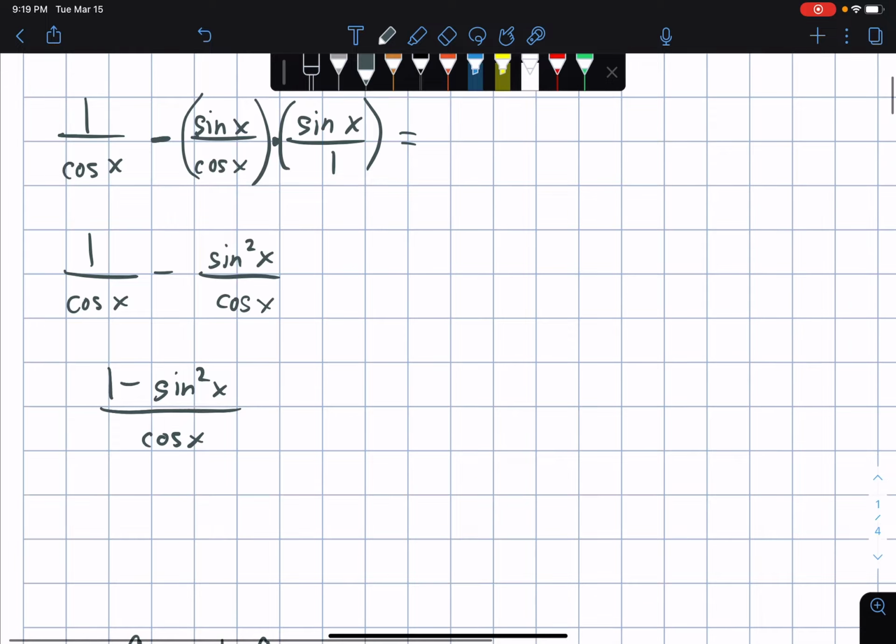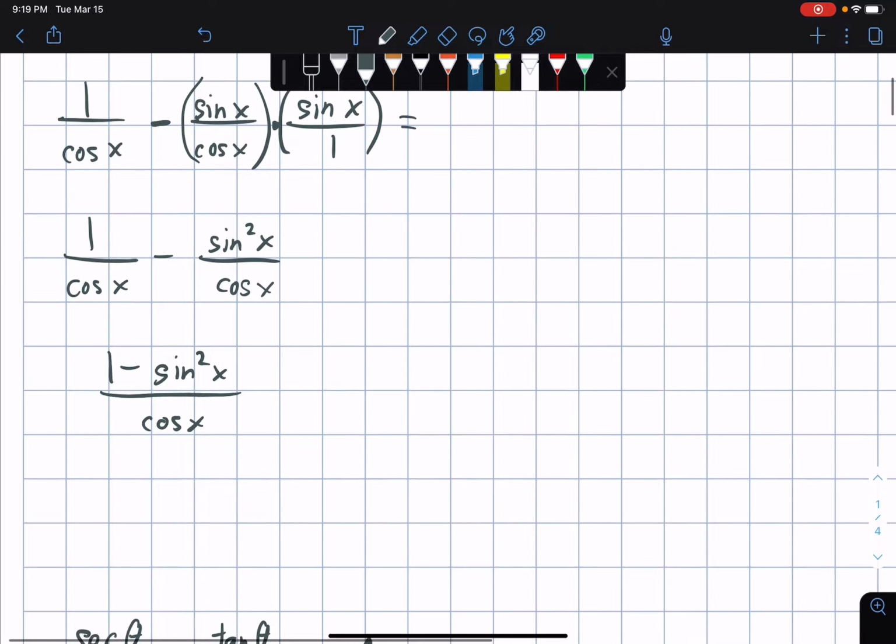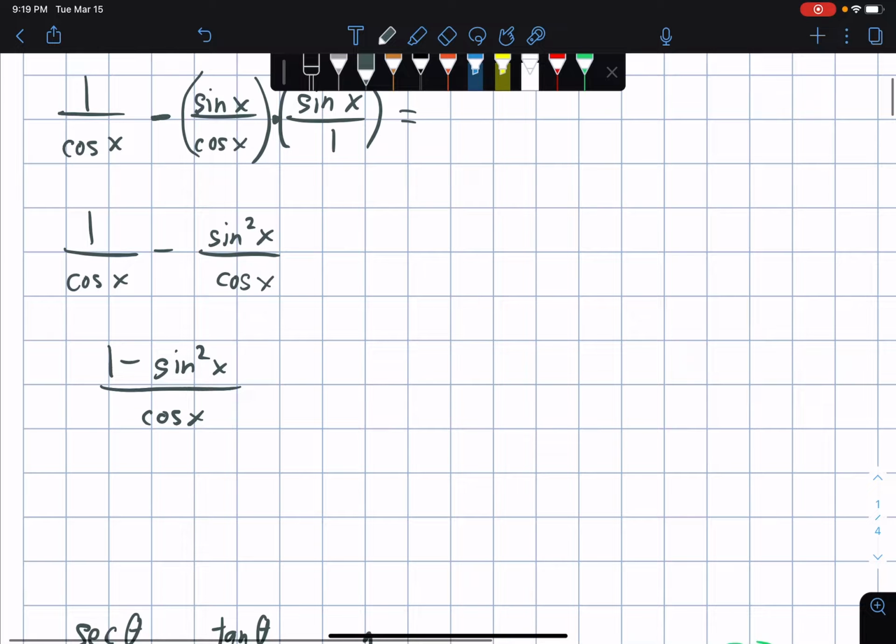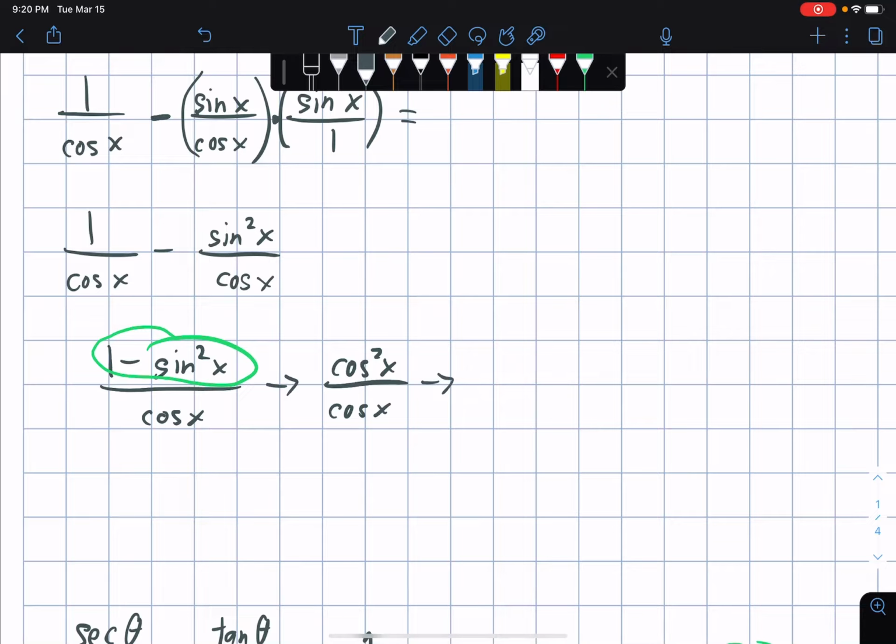I'm sorry, give me a few seconds to see what's supposed to be done. Okay, I understand now. I suppose that you still remember the Pythagorean identity, whereas 1 minus sine squared x is basically cosine squared x, then divided by cos x. Now, just simplify them, cancel like terms. We have cosine x.